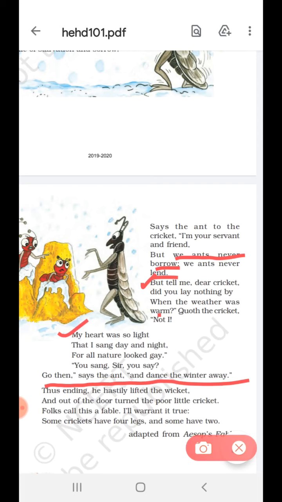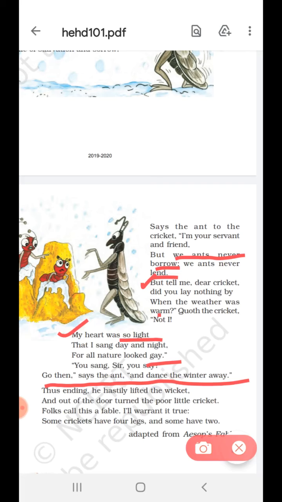Clear? So here it means the weather was very pleasant and his heart was so light. That means his heart was full of joy looking at the weather. So the cricket spent all his day and night doing nothing but singing and dancing from one field to another, from one grass to another, from one plant to another. Okay, because the nature looked so gay. Gay means merry, happy. Then he asked the ant, sir, you say, have you been singing?